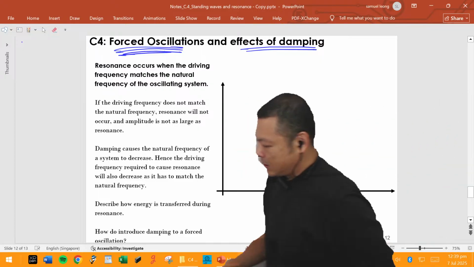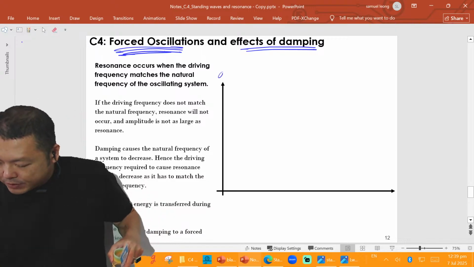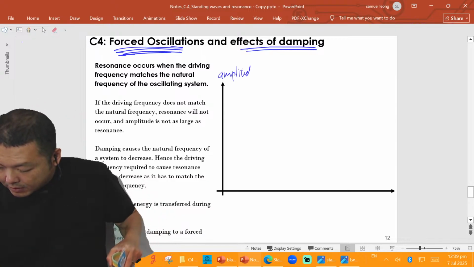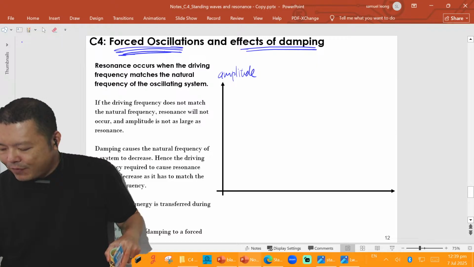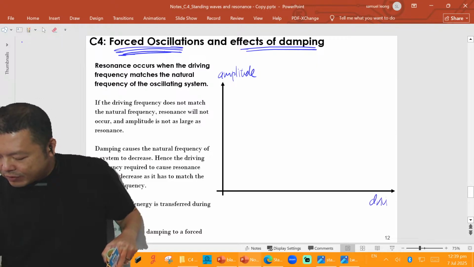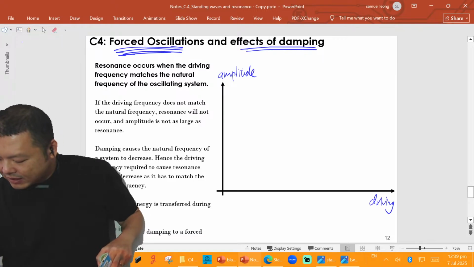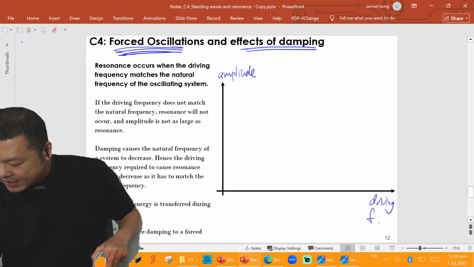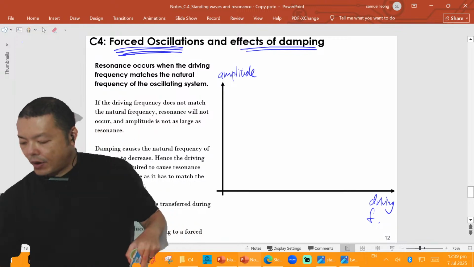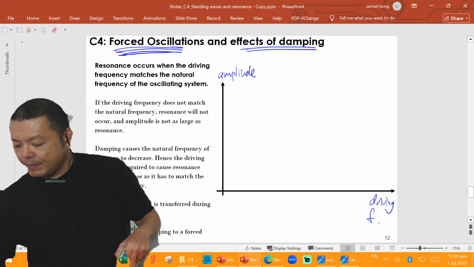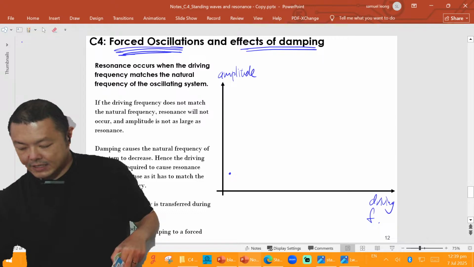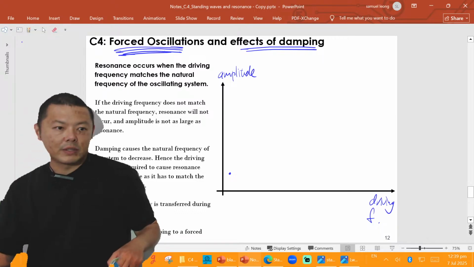So the idea here is this is the amplitude. If you set the driving frequency as zero, then the amplitude is zero. Usually for this graph, I don't like to start from zero, it would hardly make any sense. I will start drawing from somewhere around here.